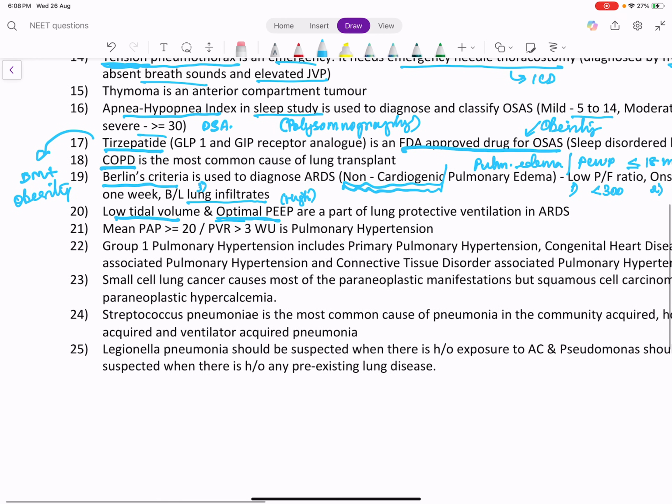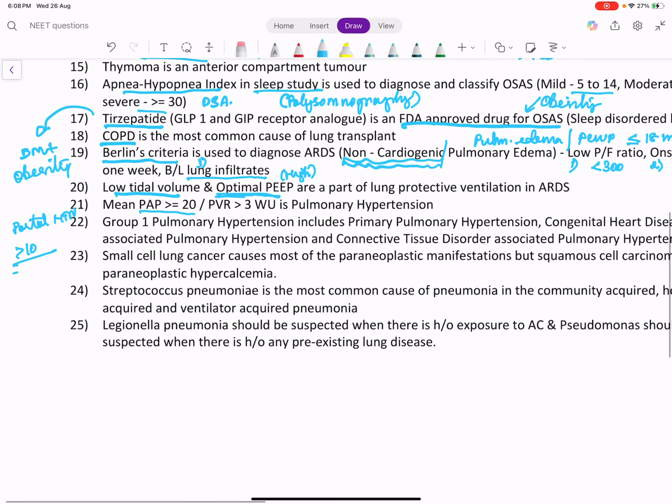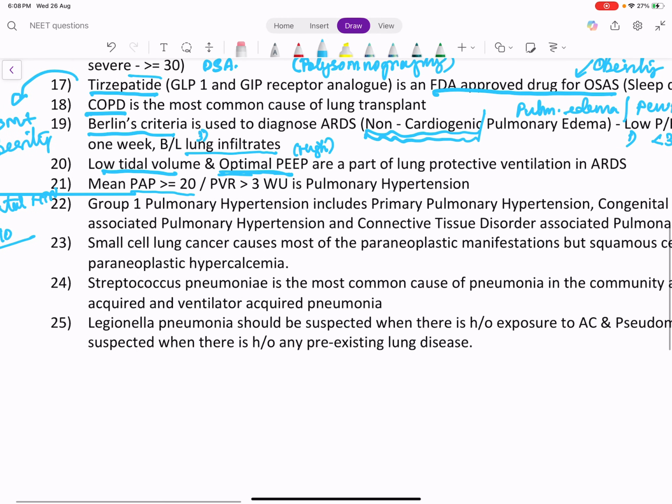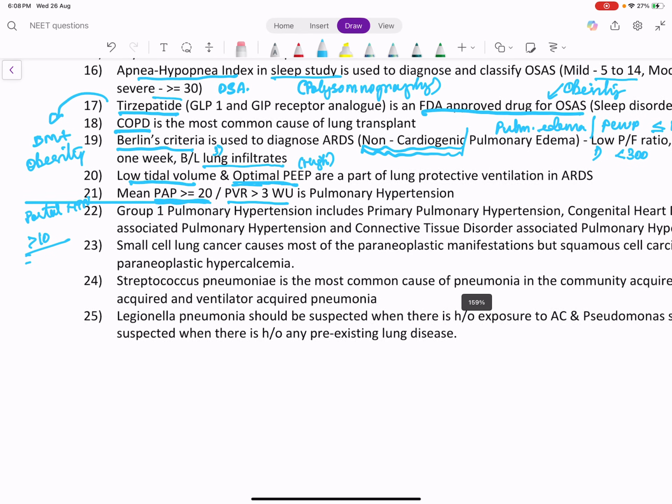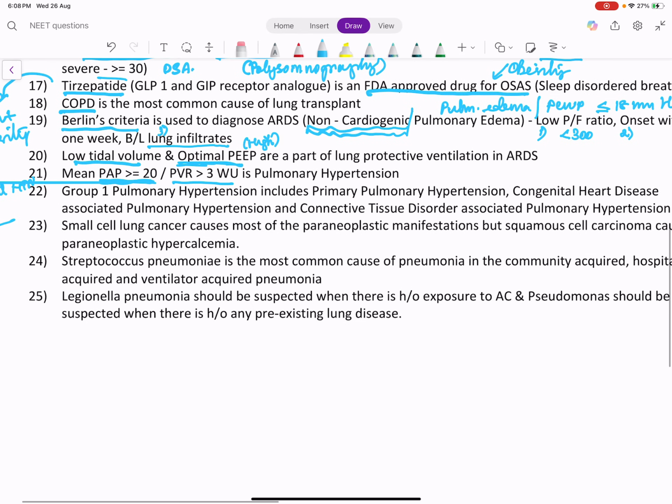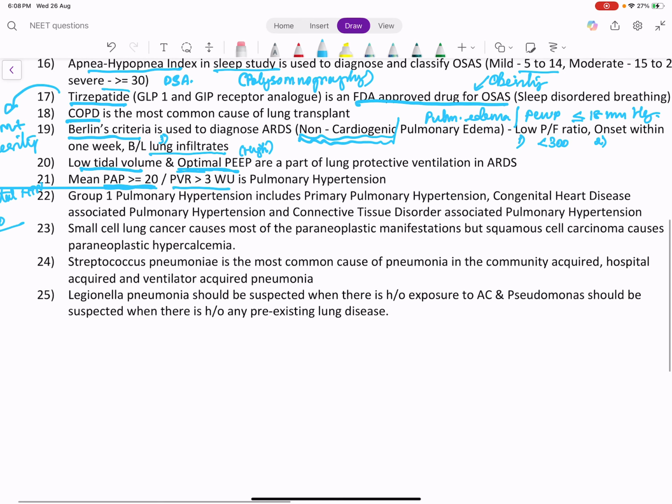Now about pulmonary hypertension. When do you say pulmonary hypertension? Mean pulmonary artery pressure more than 20 is pulmonary hypertension. What is portal hypertension? Portal vein pressure more than 10 millimeters of mercury is portal hypertension. So pulmonary artery pressure more than 20 is called pulmonary artery hypertension, and pulmonary vascular resistance more than 3 Wood units is pulmonary hypertension. It is of 4 groups, group 1, 2, 3, 4.